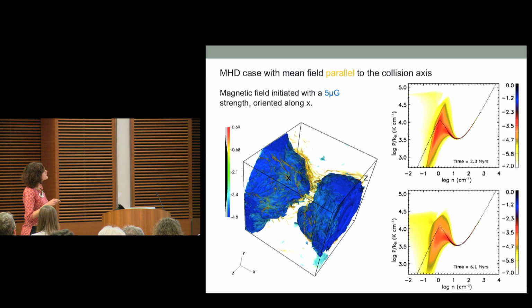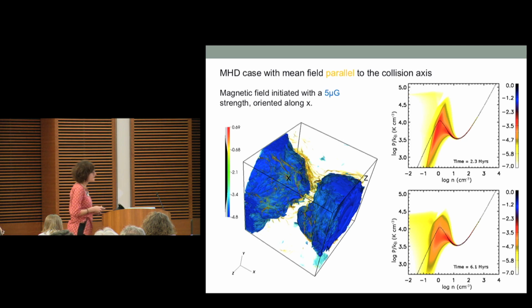So in this case, you still form a cold gas on the surface of the shells, but it starts to become very elongated, and this is because of the action of the magnetic field. It also affects the stability of the gas, like the thermal stability. You do not form as much cold gas as in the hydro case, because the magnetic field provides an extra pressure that changes the thermal equilibrium of the gas.